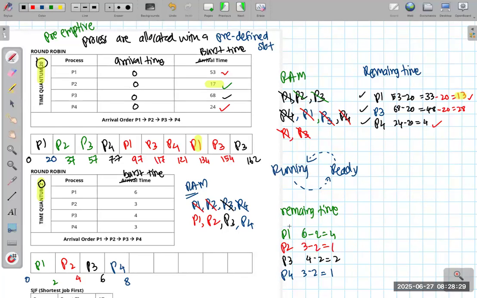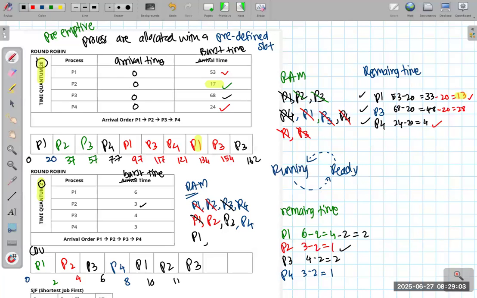Awesome. Second round again. In the second round, we are again giving 2. P1 comes back. We take him, execute him in the CPU, and again put him into the RAM. See Hamna, he needs only 1 unit. So that's finished. Then P2 gets 2. Will he come back to the RAM? No, his work is finished. He is finished.